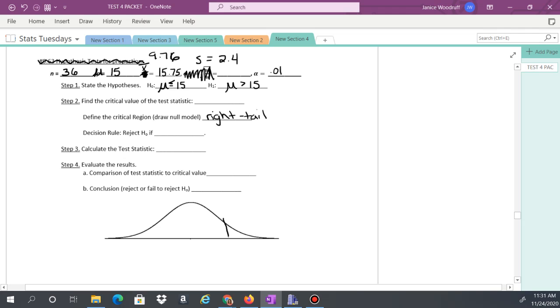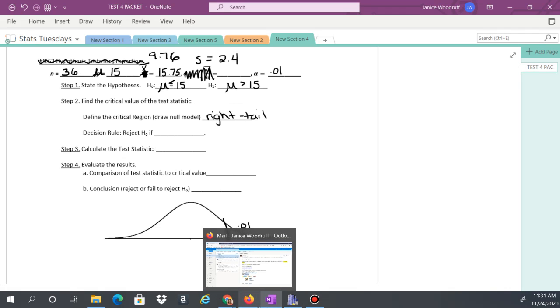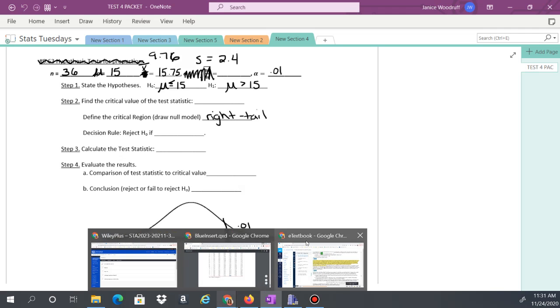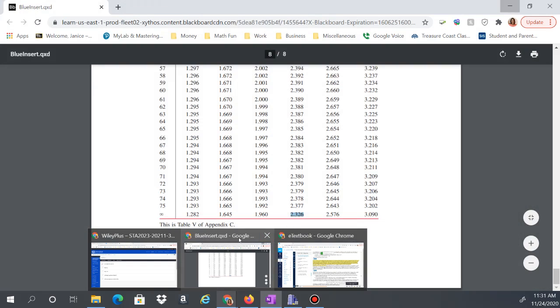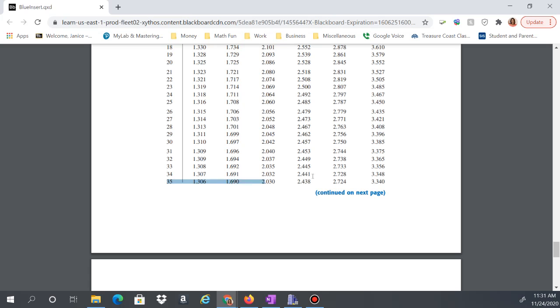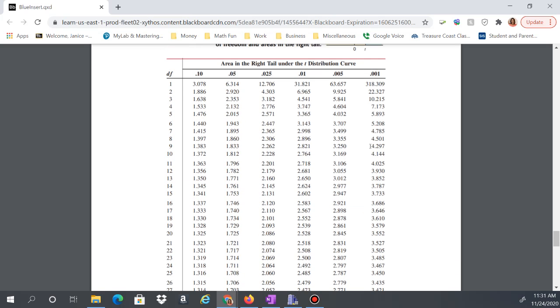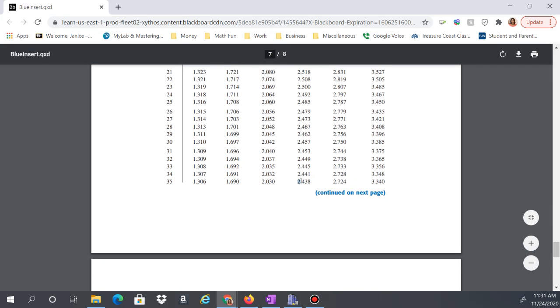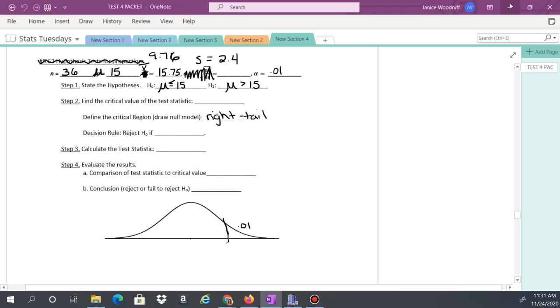So on my curve, I have 0.01. I would want the t-value for that. So the degrees of freedom would be 36 minus 1, so 35. So if I look up my significance level here, 36 customers, so 35 for the degrees of freedom, this last row here, 0.01 gives us 2.438. Okay, so that is our t value here.